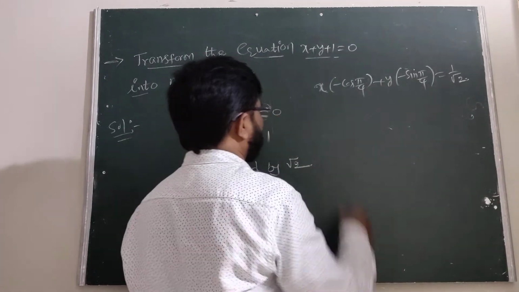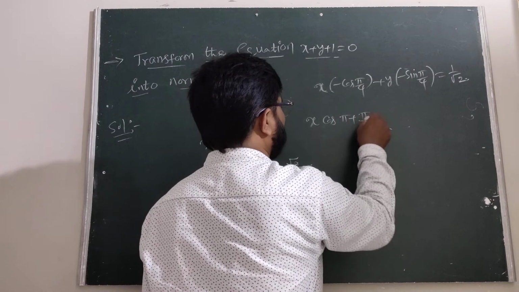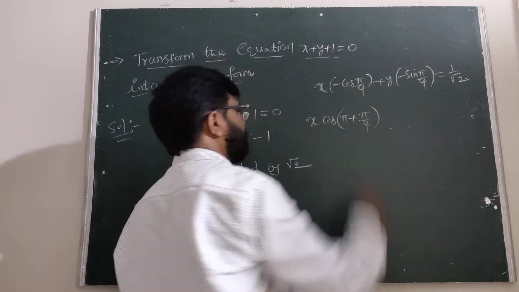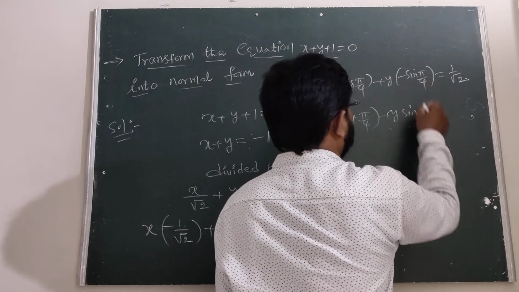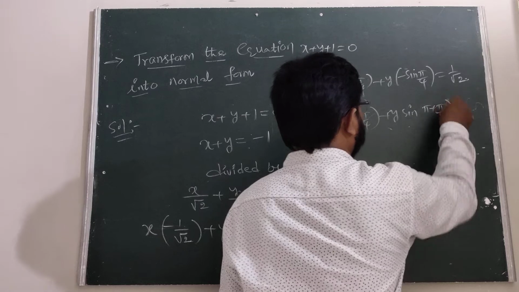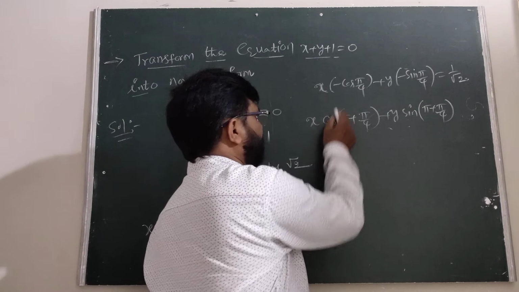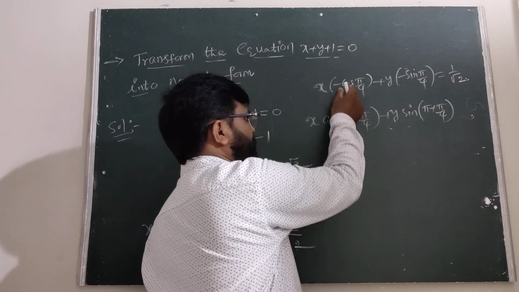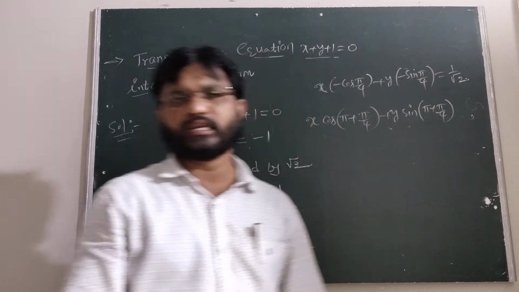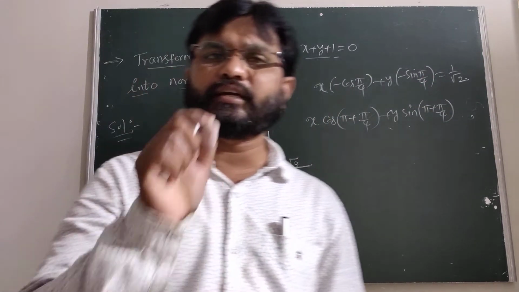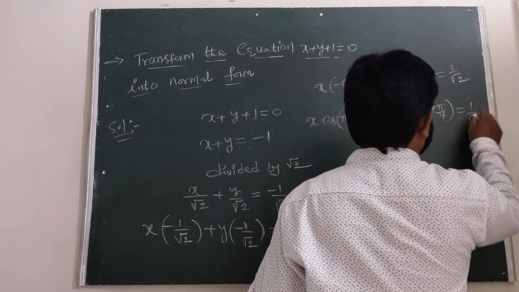That means we can write here x into cos of 180 plus theta, which is minus cos theta, plus y into sin of 180 plus theta. Sin of 180 plus theta lies in Q3. Therefore, in the third quadrant cos is negative, so cos 180 plus theta is minus cos theta. Sin 180 plus theta, sin is also negative. All silver teacups: in the third quadrant, tan and cot are positive. Therefore, it equals 1 by root 2.